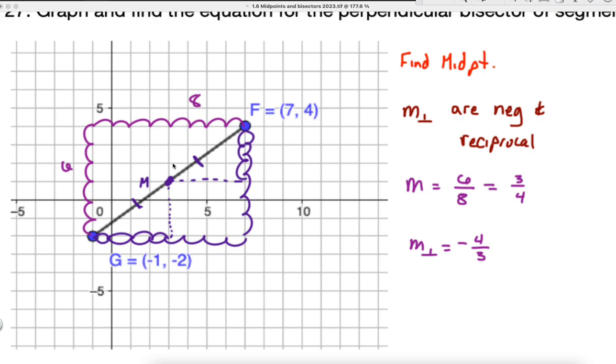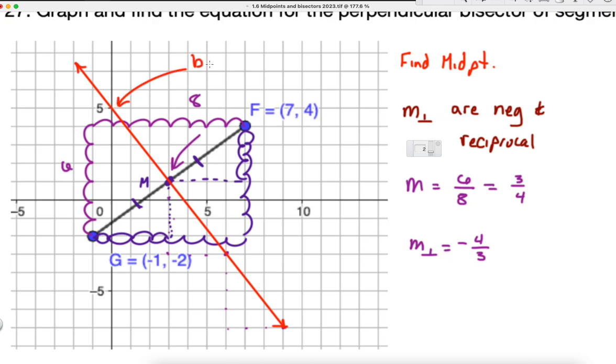Then we're going to go from our midpoint right here and do the slope of -4/3. So I'm going to go down 1, 2, 3, 4, and over 3. 1, 2, 3. Boom, put a point. Down 1, 2, 3, 4, over 1, 2, 3, put a point. Take your straight edge. Let's get a different color. And draw it through those points. Boom, like that. And notice it crosses the y-axis at 5.